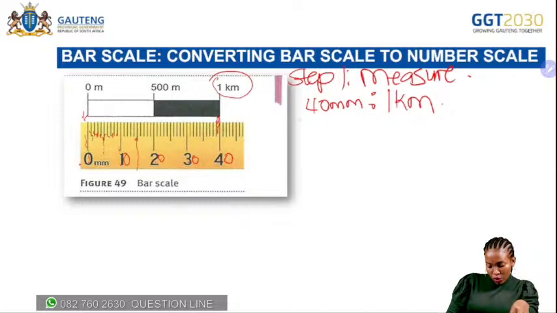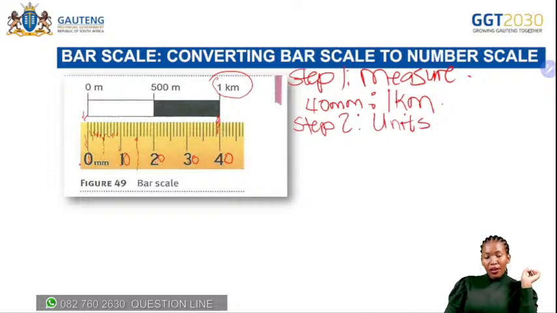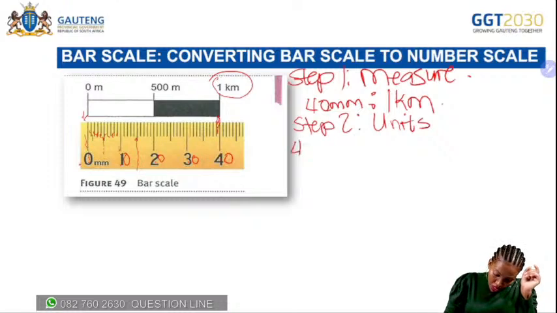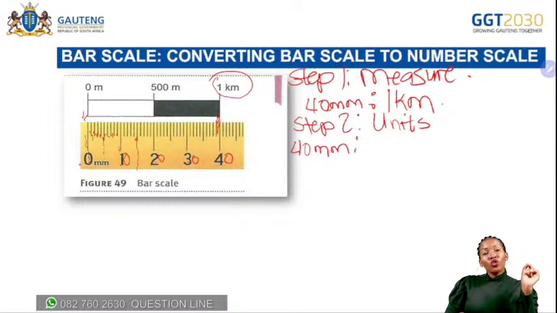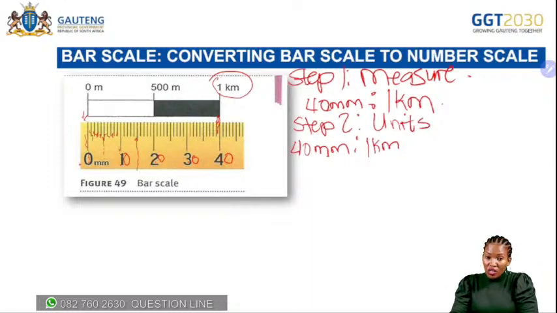And then step number 2, the units. Units must be the same. Are our units the same? Nope. We've got millimeters, we've got kilometers. So we need to make our units the same. It's advisable to always convert your larger unit into a smaller unit. My smaller unit is millimeters, but my larger unit is 1 kilometer. So using the King Henry, how do we convert kilometers to millimeters?